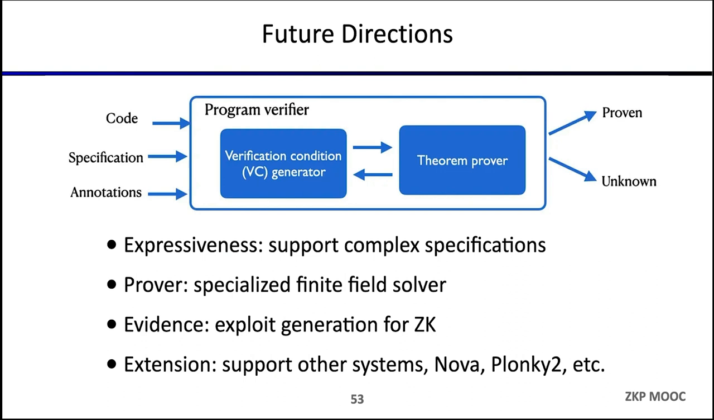In the case when verification cannot proceed, in the sense that it cannot produce a valid proof, how can we actually generate concrete evidence to show the problems of the circuit? And finally, as I mentioned earlier, in this work we mostly instantiate our techniques in the context of Circom as well as Halo 2, and it would be interesting and exciting to support other systems as well, such as Plonky2, Nova, etc.